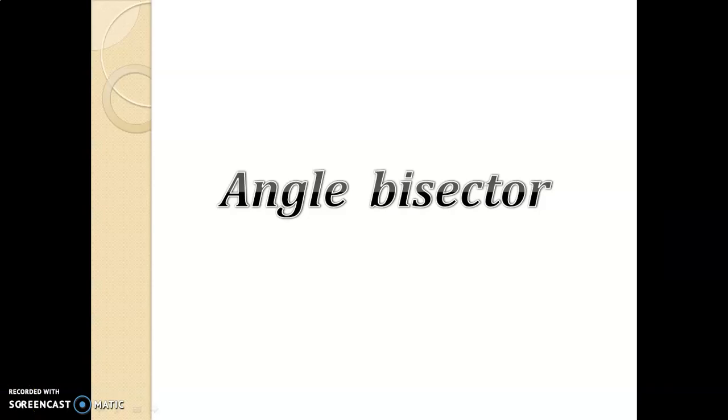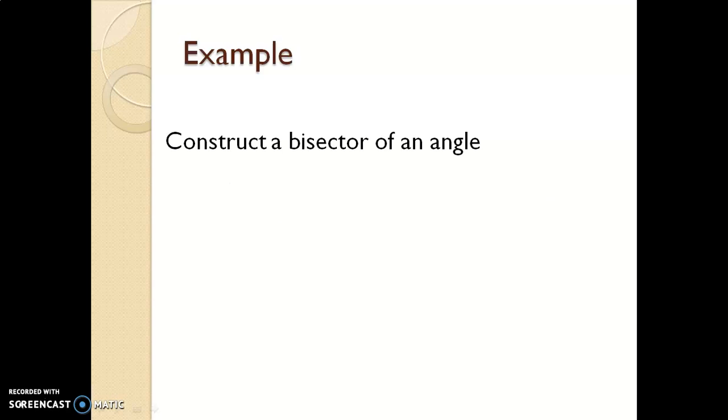Look at the next one, the angle bisector. That is the second one. How can we bisect the given angle? Let us see a construction now. Construct a bisector of an angle. This is the example. We are going to see how to construct an angle bisector, how you can divide the angle into two equal parts by drawing a bisector. So let's see the solution video now.